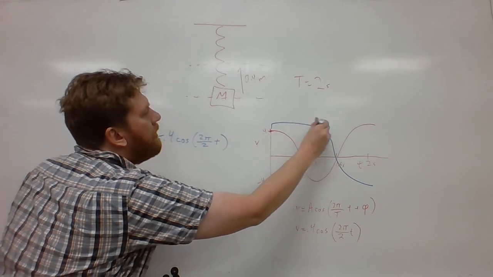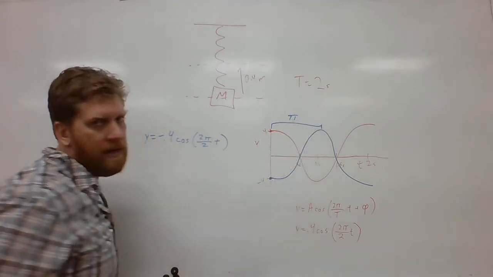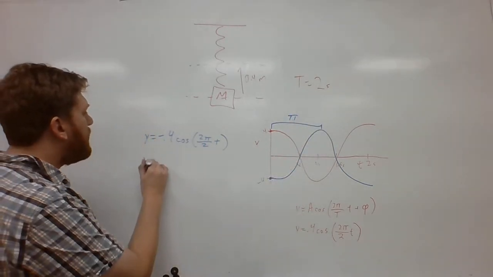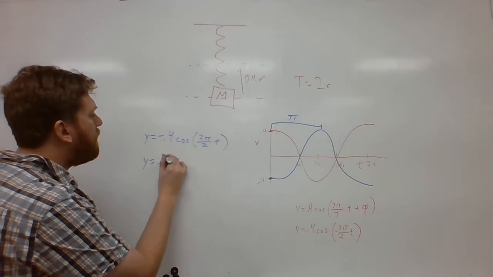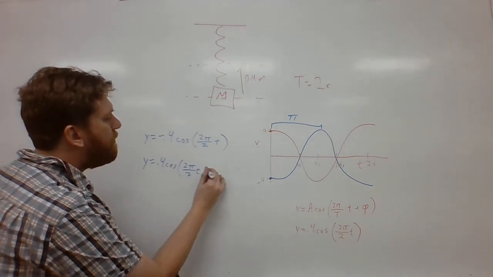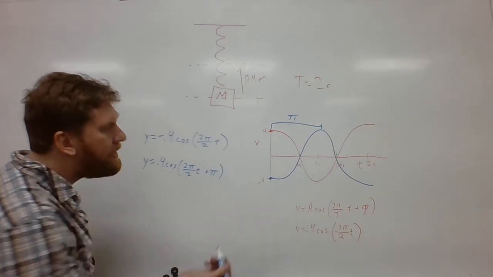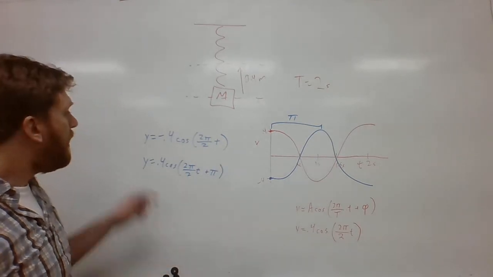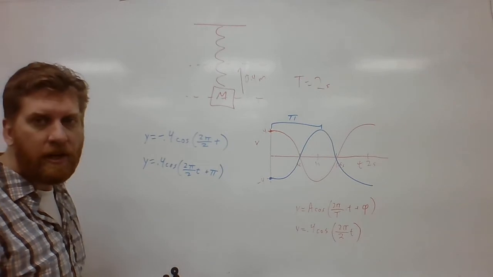Another possible way to answer it would be to say it's a cosine that has been shifted by some distance pi. The way we would write that equation is y equals 0.4 cosine of 2 pi over 2 times time plus pi, or minus pi. Either way would work. These two equations are equivalent to each other.